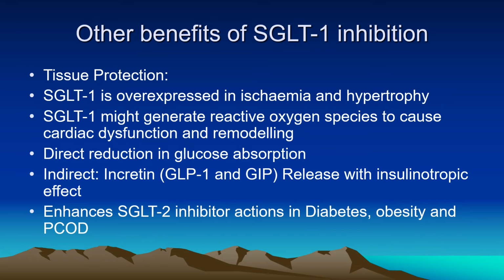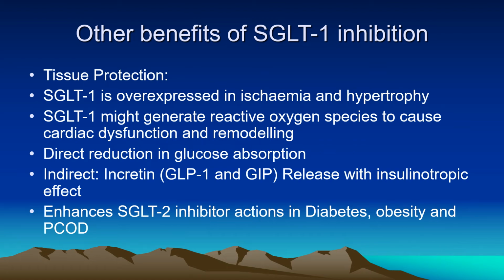Now, inhibition of SGLT1 provides benefits that include tissue protection, particularly cardiac protection and renal protection. SGLT1 is overexpressed in ischemia and hypertrophy. SGLT1 might generate reactive oxygen species which promote cardiac dysfunction and remodeling. And because there is a direct reduction in glucose absorption, there is an indirect increase in the incretins, that is the insulinotropic effect. Now, enhancement of SGLT2 inhibitor action has also been found in the presence of SGLT1 inhibition.